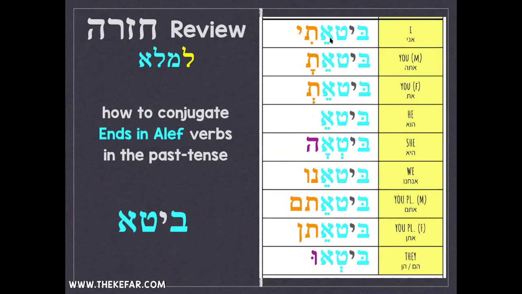And as you can see, our middle vowel sound is e instead of a. So for all of the other groups that we've done so far, that second vowel sound has been a, like bishalti, I cooked, nitzachti, I won, etc. But for the verbs where the root ends in an aleph, our sound becomes e instead of a. So biteti, biteta, bitet, etc.